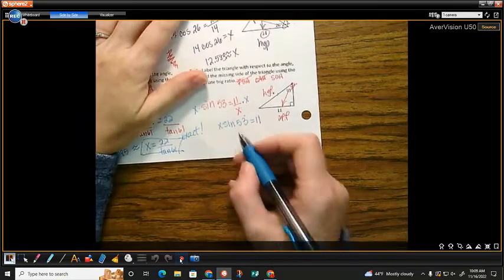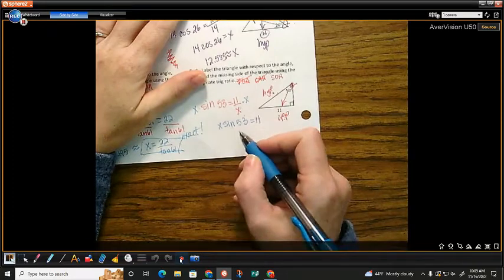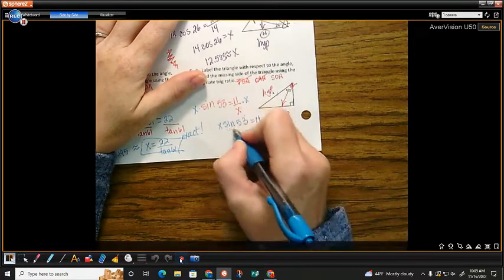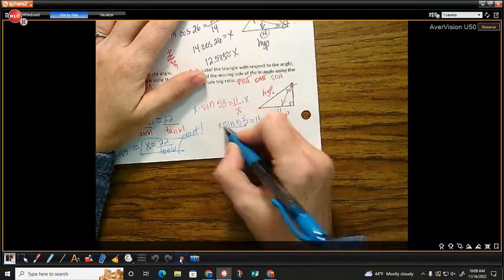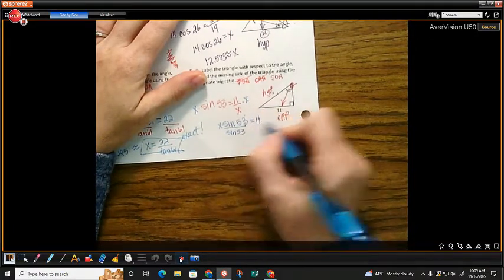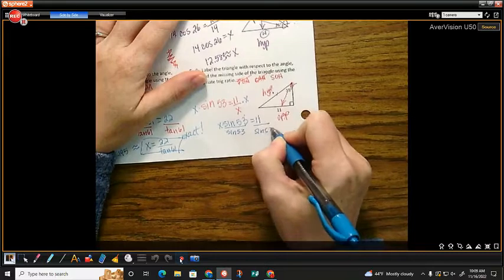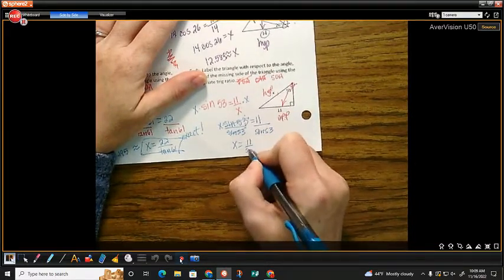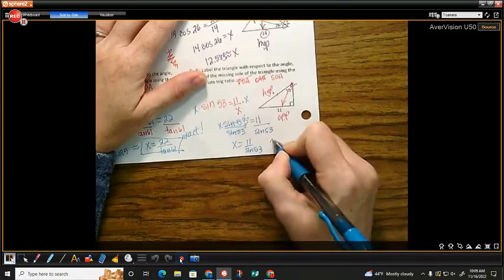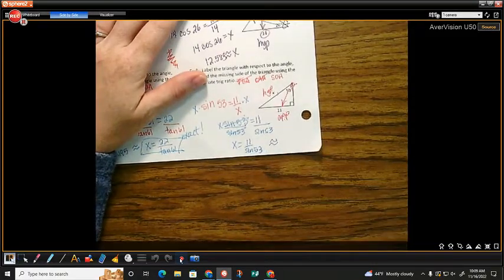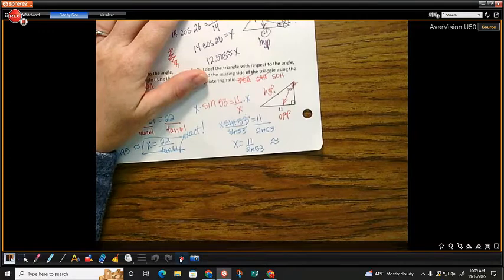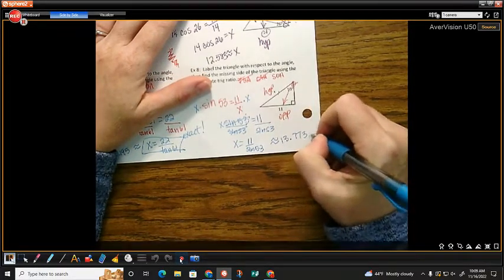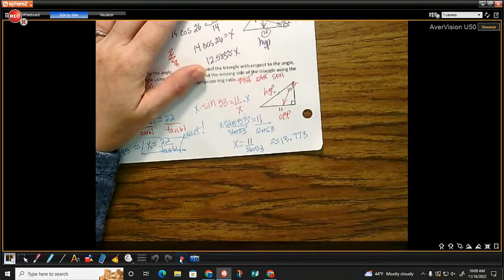Now, how do I get x by itself? This is where I divide by the sine of 53, so that it'll cancel out, and x will equal 11 over the sine of 53, which is approximately how much? 13.773.